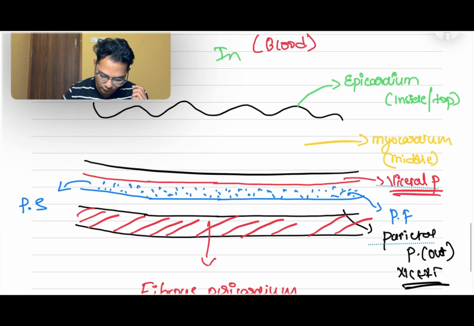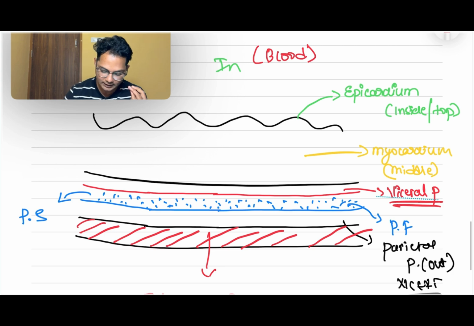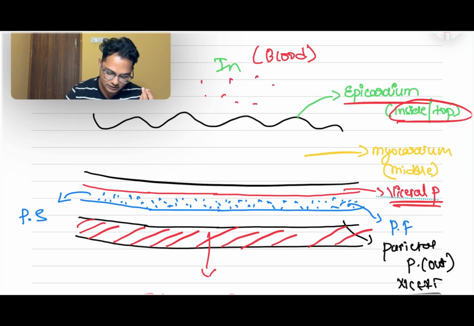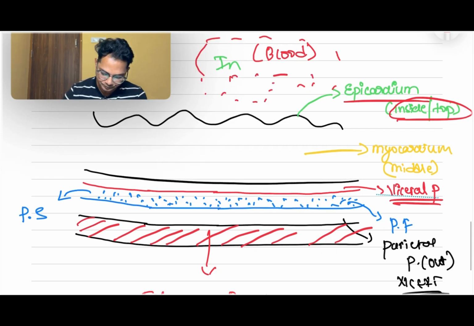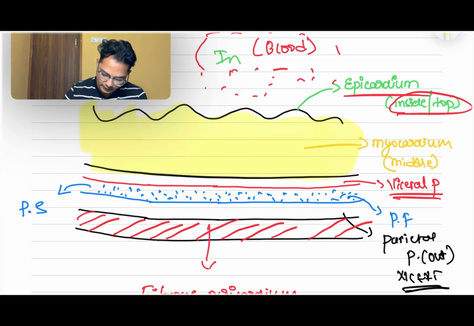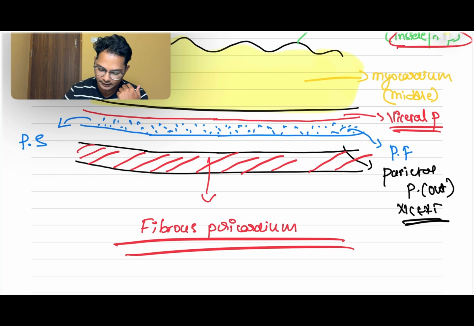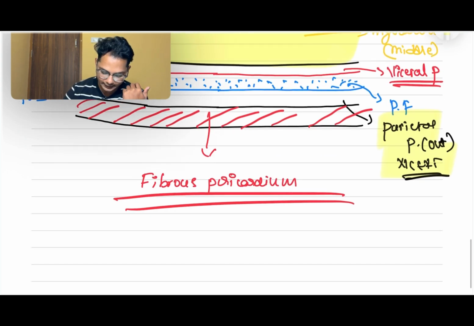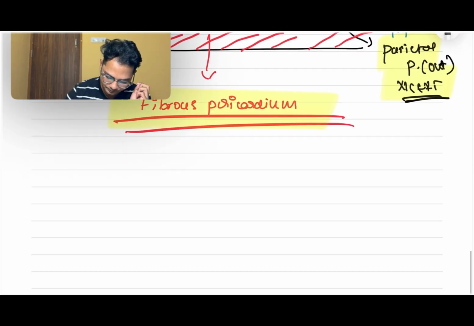So before moving on to this, I'll explain it again. The inner layer is called as epicardium, which is present on the inside and also on the top. And here in this part, there will be presence of blood, where pumping actually takes place. And this layer is called as myocardium. After this there will be presence of visceral pericardium, and below visceral pericardium will be the pericardial space, which will be having pericardial fluid, which will protect us from mechanical injury. And then after that there will be parietal pericardium, and then at the end there will be presence of fibrous pericardium. Got it?